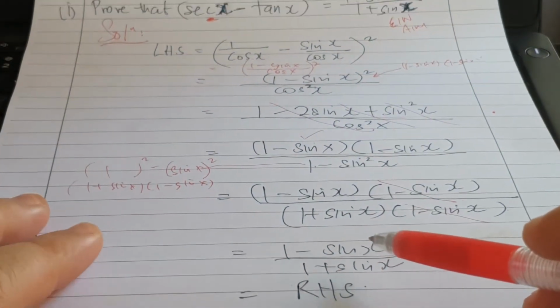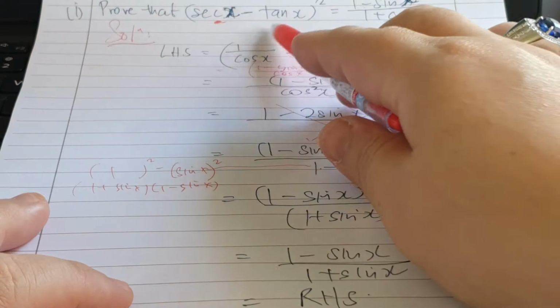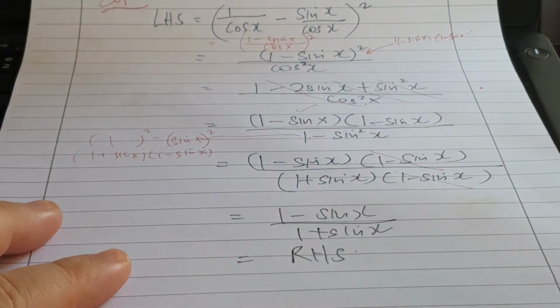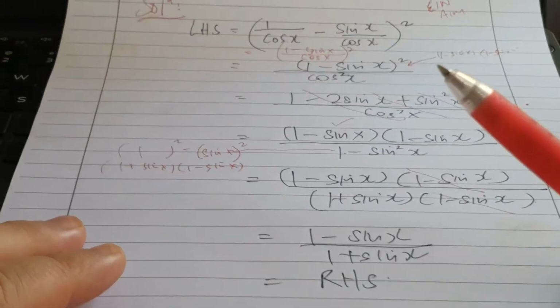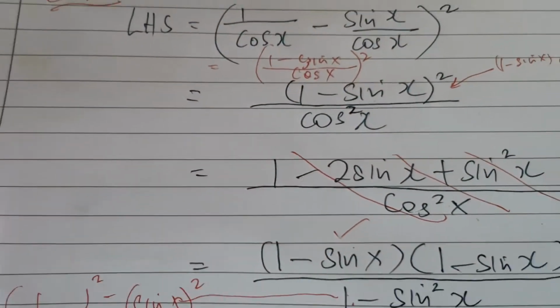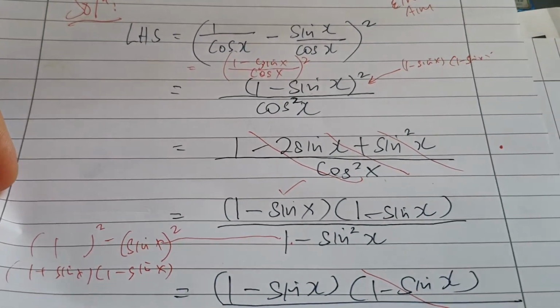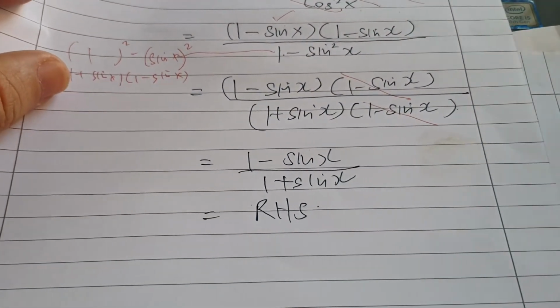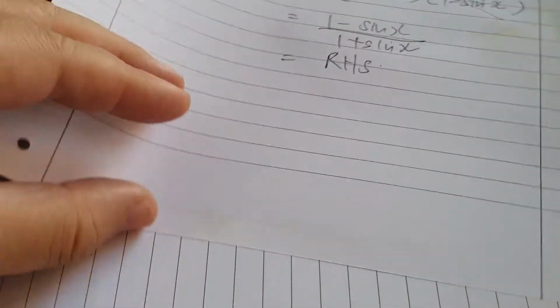Okay, so we normally do it this way: left hand side, you write whatever is on the left hand side. Then if it goes to the right hand side, you have proven it already. So this is the kind of question you need to know how to do. Any question, if you don't understand, you ask me.